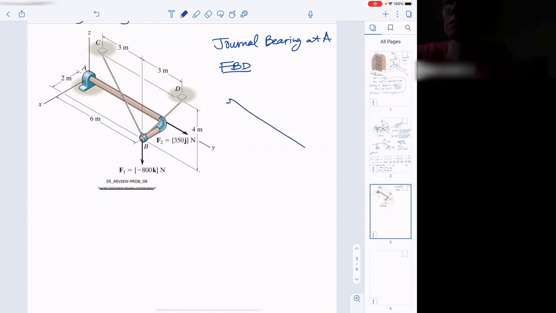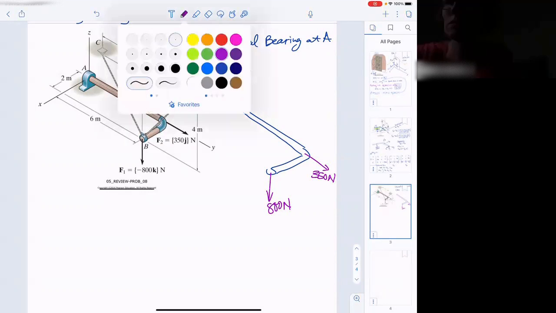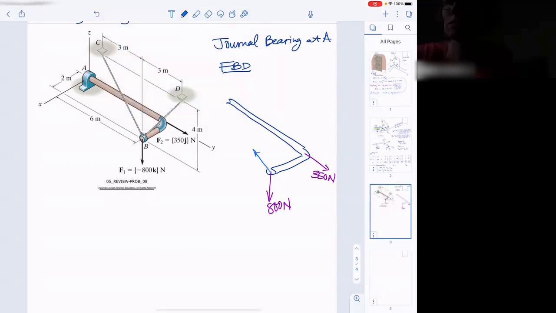I'll try to draw it in a similar orientation to the original picture. It looks like that. We'll put on the original forces that we know. We've got downward 800 newtons and off in this direction, we've got 350 newtons. We've also got two tensions. I'll make those a different color. Tension in cable BC, and in this other direction, we've got a tension in cable BD.